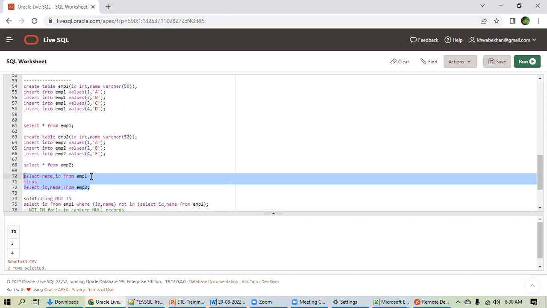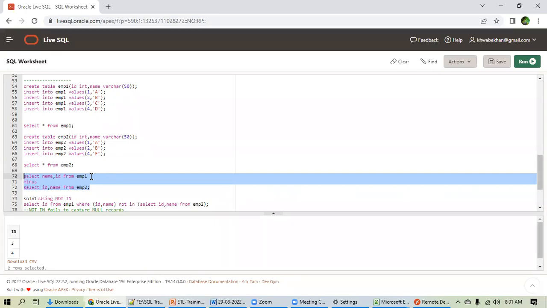No, it is not the same. It's different. What happened? It's just writing name first and then ID. Yes, I have changed the sequence of columns, right? Earlier it was ID comma name. Now it is name comma ID. I have changed the sequence, right?